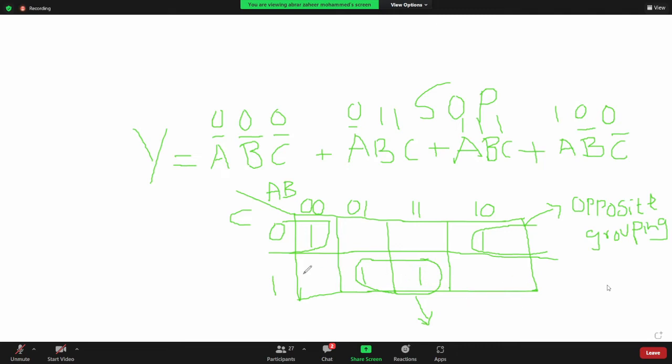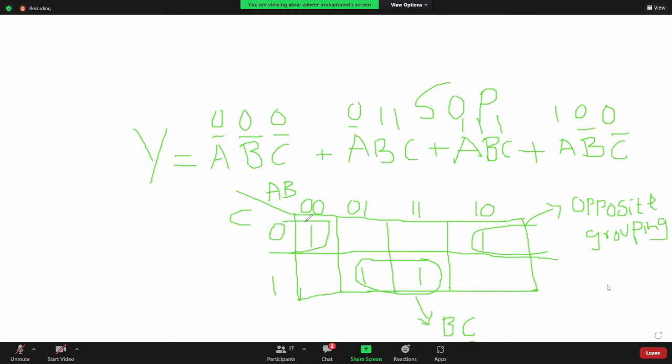By grouping these 2 ones, what is happening? For these 2 ones, the value of C is 1, the value of A is changing from 0 to 1, and the value of B is 1, 1. So for this group, we can write down the expression BC, because the value of C is 1 and the value of B is also 1.